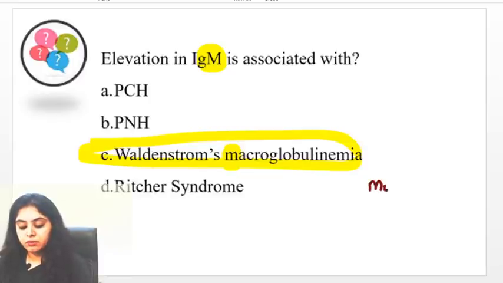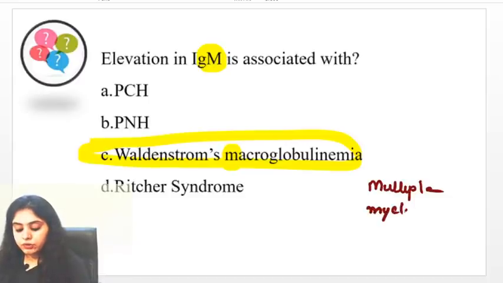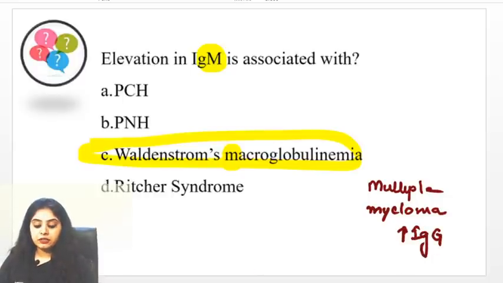Let me tell you, the most common plasma cell tumor that all of you consider, which is multiple myeloma, shows you an elevation of most commonly IgG. So IgM is for Waldenstrom's macroglobulinemia. I hope that is clear with everyone.